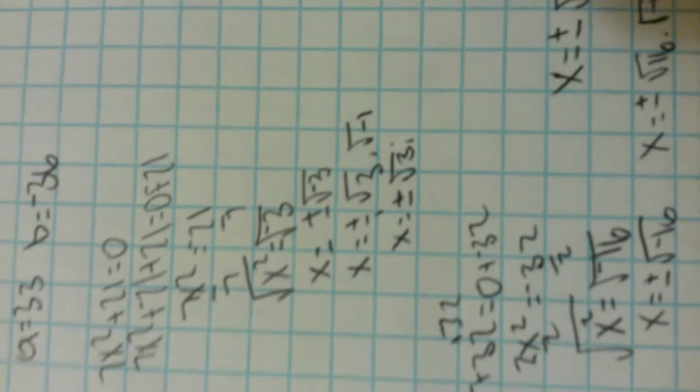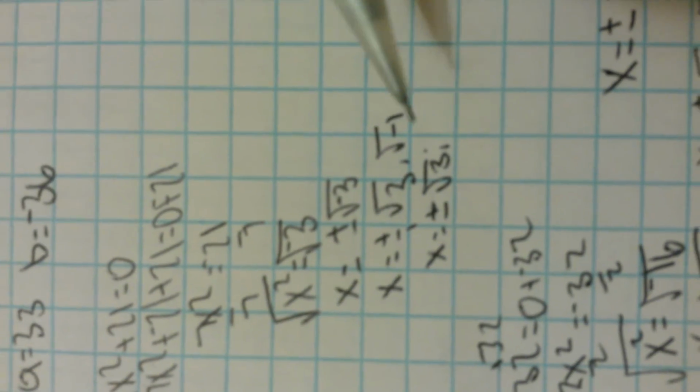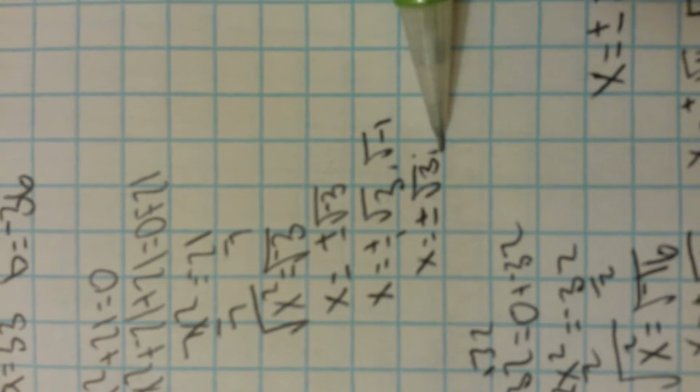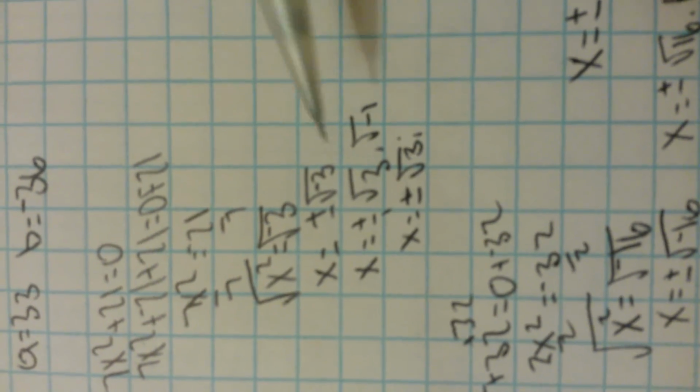So this is where imaginary numbers come in. So then you have your x times the square root of -1 because you have your i, and your answer will equal x equals plus or minus the square root of 3i.